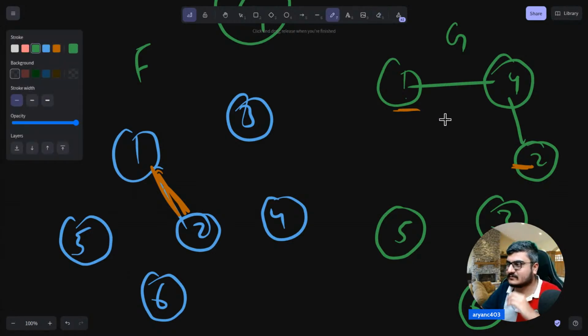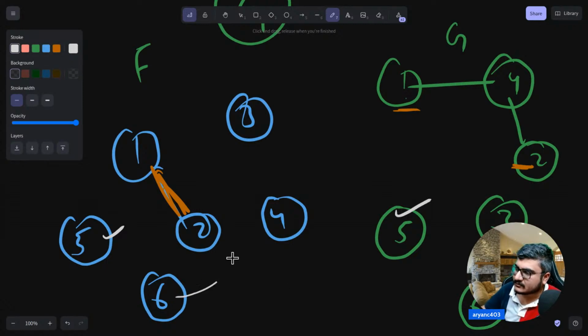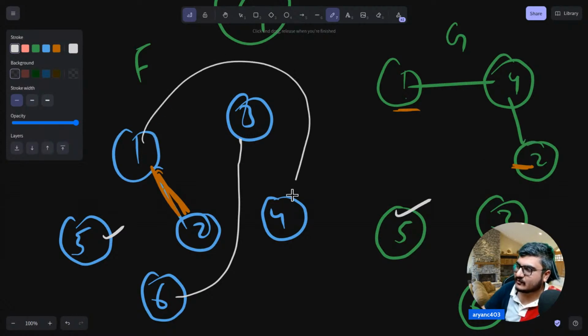And then you look at which are the same connected components. This component looks fine. This is 5, this is 5. This 6 must be connected with 3. So you can probably add an edge like this. And 1, 2 must be connected with 4 as well. So you will also need 2 more edges. So that's the idea.